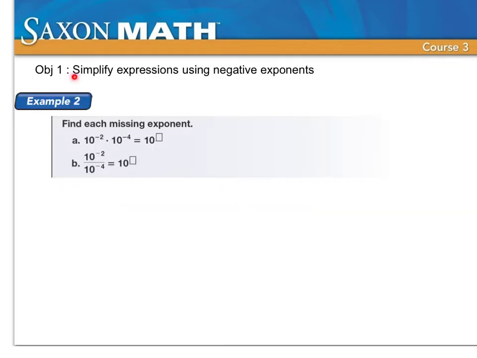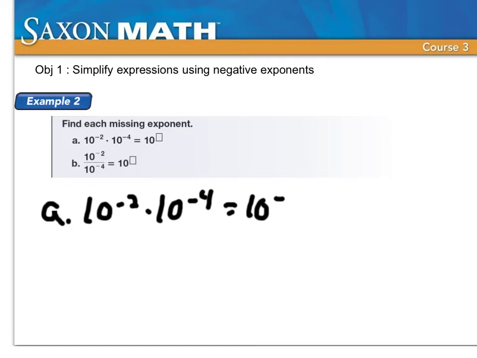All right, and up here we got objective 1, which is to simplify expressions using negative exponents. So, find each missing exponent. So part A, 10 to the negative second times 10 to the negative fourth. Remember, when we have a problem that looks like this, we keep the same base, and we add the exponents. So that's negative 2 plus negative 4. Well, negative 2 plus negative 4 is negative 6, so it's 10 to the negative 6th power. Okay, so our missing exponent is negative 6.